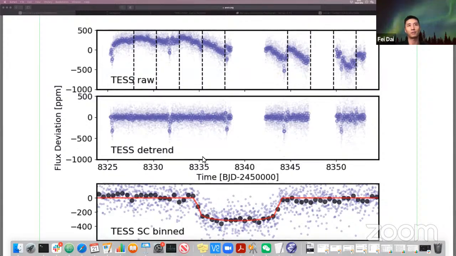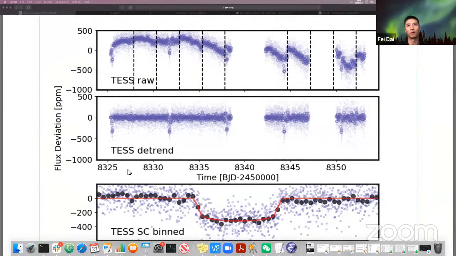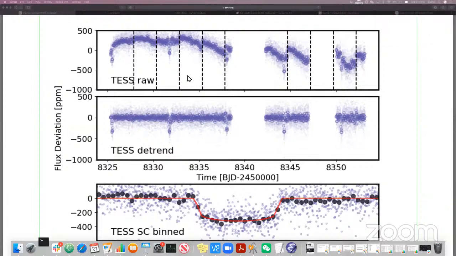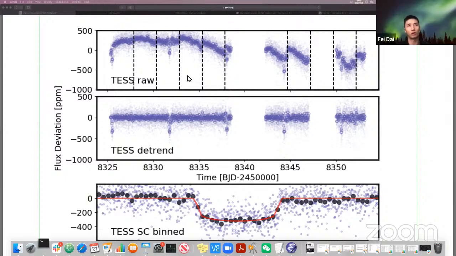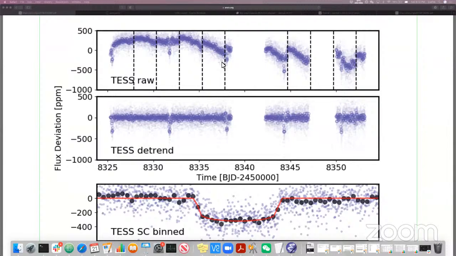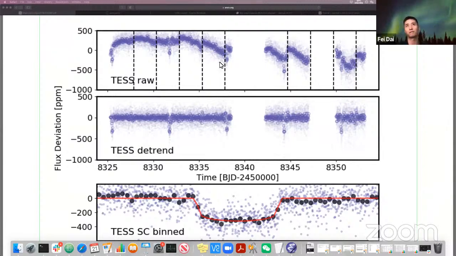So for TESS measurements, I think the measurement only happened for something like 30 days here, as you can see. The upper plot shows a so-called raw light curve from TESS. This light curve includes both the stellar variation, the transit signal, as well as systematic effects from the spacecraft.